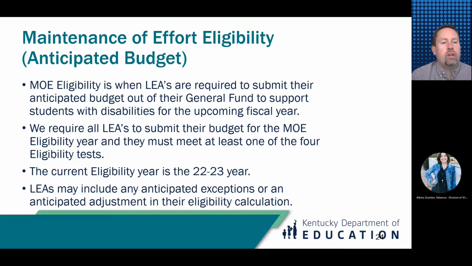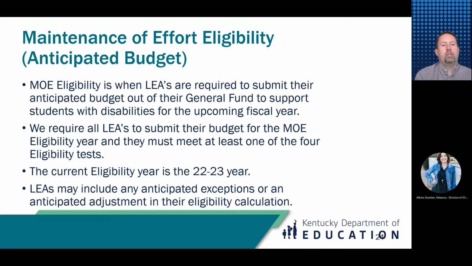So everything we've been talking about so far has been maintenance of effort compliance. I told you toward the end of the presentation that I was going to briefly mention maintenance of effort eligibility. That's another process. We're just going to speak to this briefly. All that is anticipated budget.